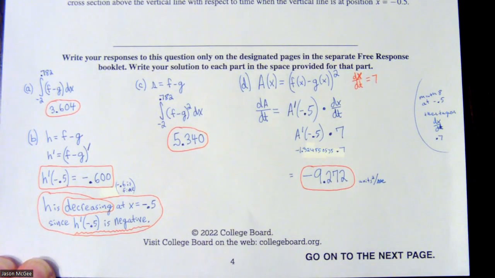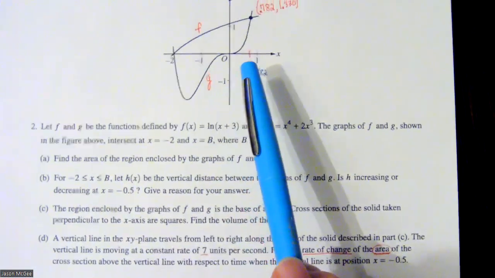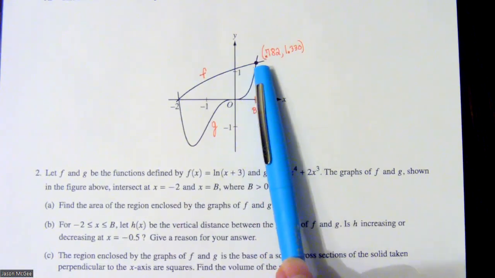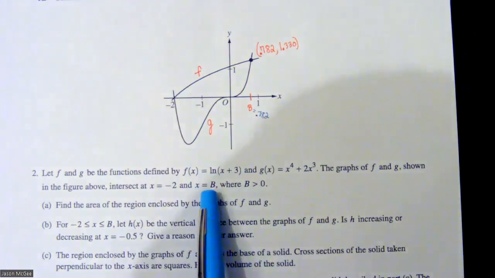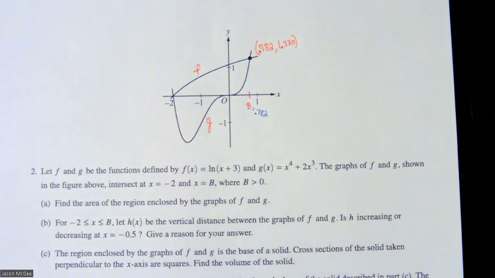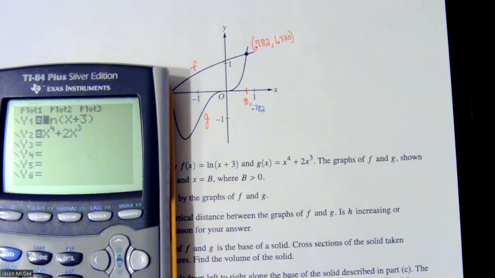What you want to do at the beginning of this problem is take those two equations that they give us, enter those into your graphing calculator, because we're going to need to calculate this very important intersection point right there, because it just calls that capital B and we don't know what that is. So I have those two functions entered into my calculator already.